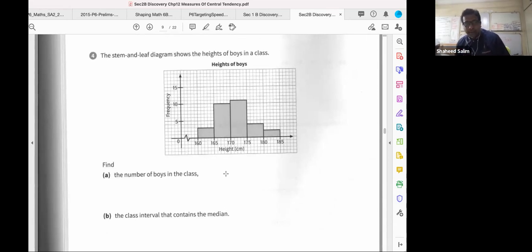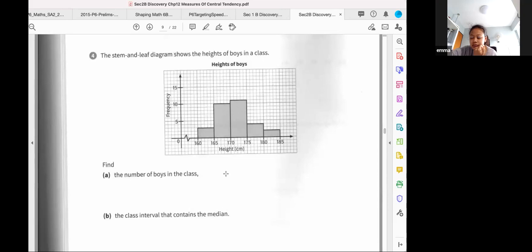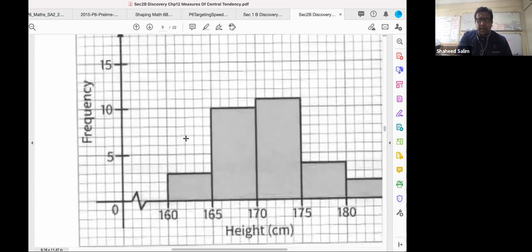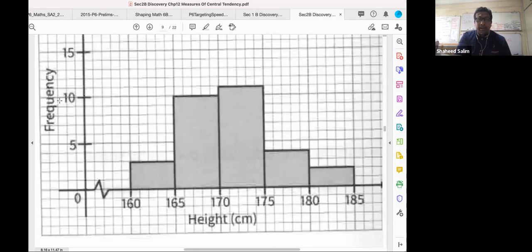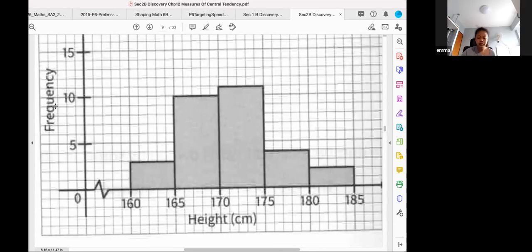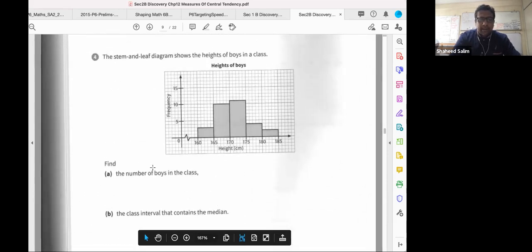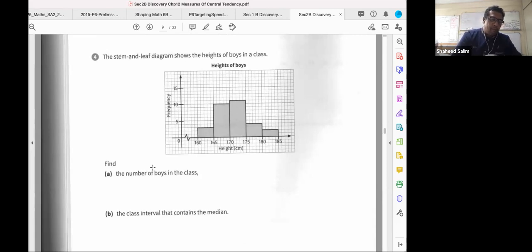You try this one: number of boys in the class. You may need me to make it big. I make it big now. Later you want to find the number of boys. This is the number of people here. 30. Okay, well done. So you got 30. Let me decrease. What's the class interval containing the median? Where is it?